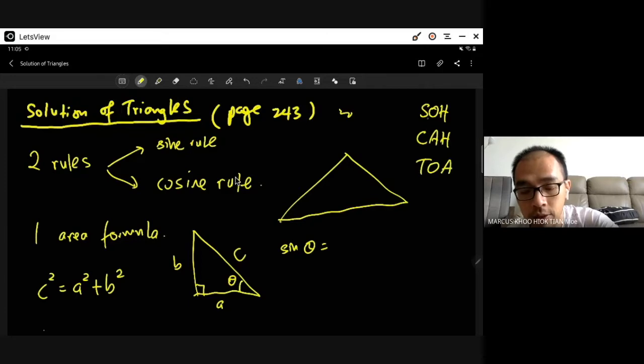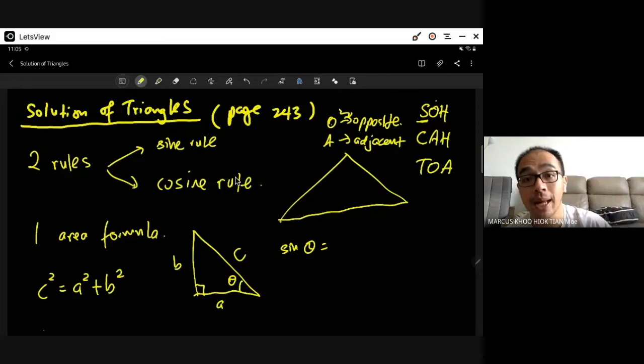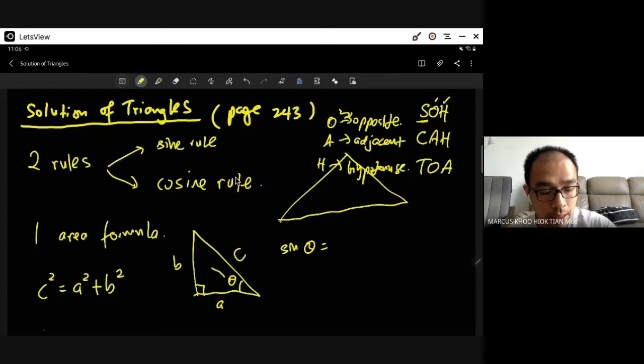S is for sine, O is for opposite, A is for adjacent. Adjacent means the one that is next to it. And H is the hypotenuse. So sine theta is opposite divided by hypotenuse. The opposite to the angle is B, so it is B over the hypotenuse, which is C.